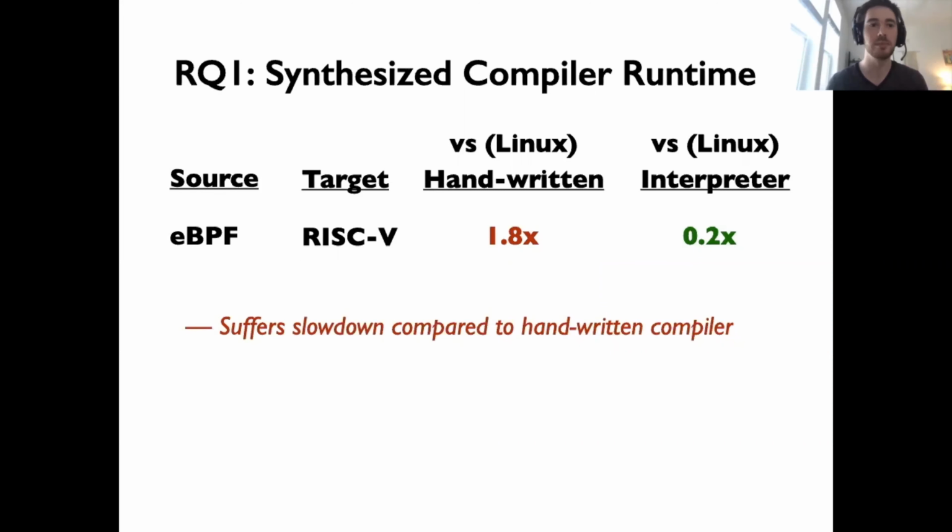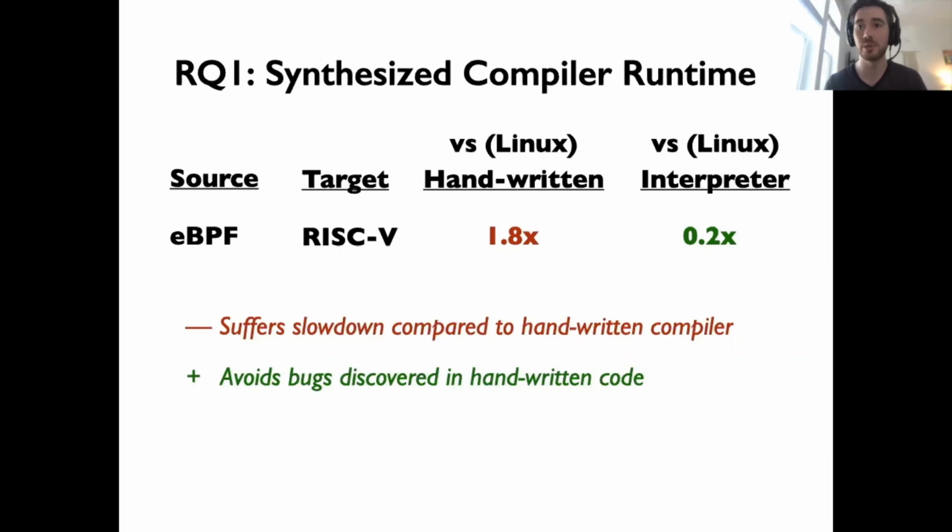This is due to the fact that handwritten compilers can make nuanced optimizations based on the value of source instruction parameters. However, the compiler JITsynth generates avoids bugs found in a Linux handwritten compiler. Specifically, the Linux handwritten compiler incorrectly compiled 32-bit arithmetic operations due to semantic differences between eBPF and RISC-V. In addition, when compared to the Linux eBPF interpreter, we get an average speedup of about 5 times. Thus, JITsynth provides a helpful step towards generating both correct and performant compilers.